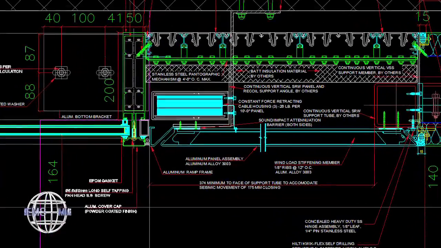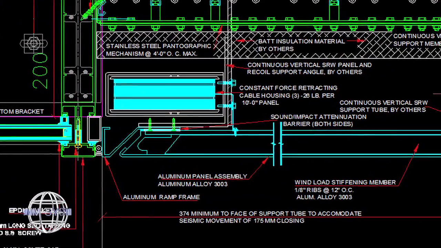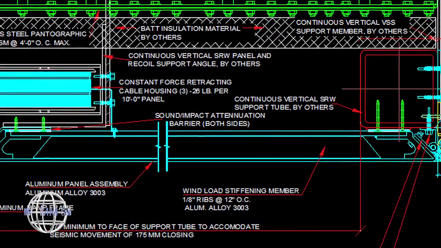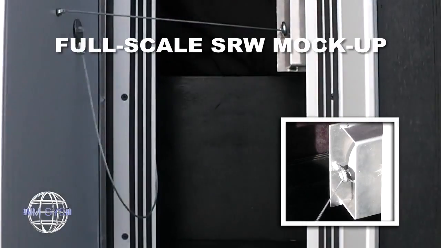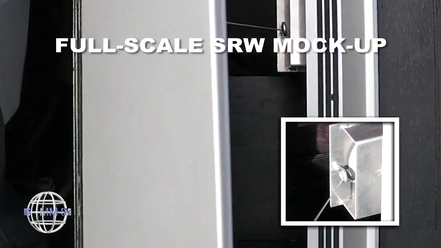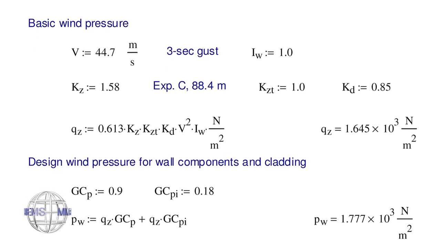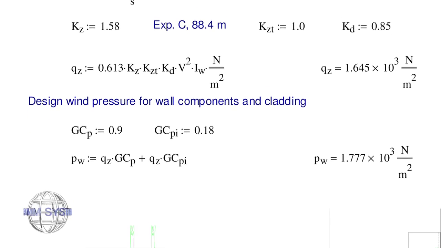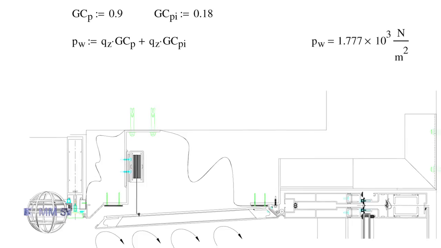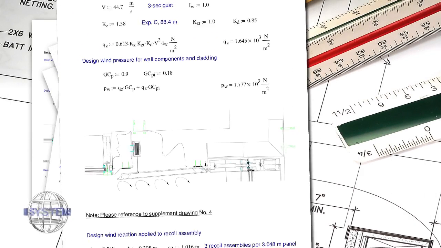During finalization of design bid documents, MM Systems works closely with the design team by preparing project-specific shop drawings. After completion of schematics and detailed design drawings, MM engineers construct a full-scale working mock-up, including the seismically actuated recoil mechanism. To demonstrate proper structural design and code compliance, every component of the SRW system is calced by an independent third-party structural engineer.